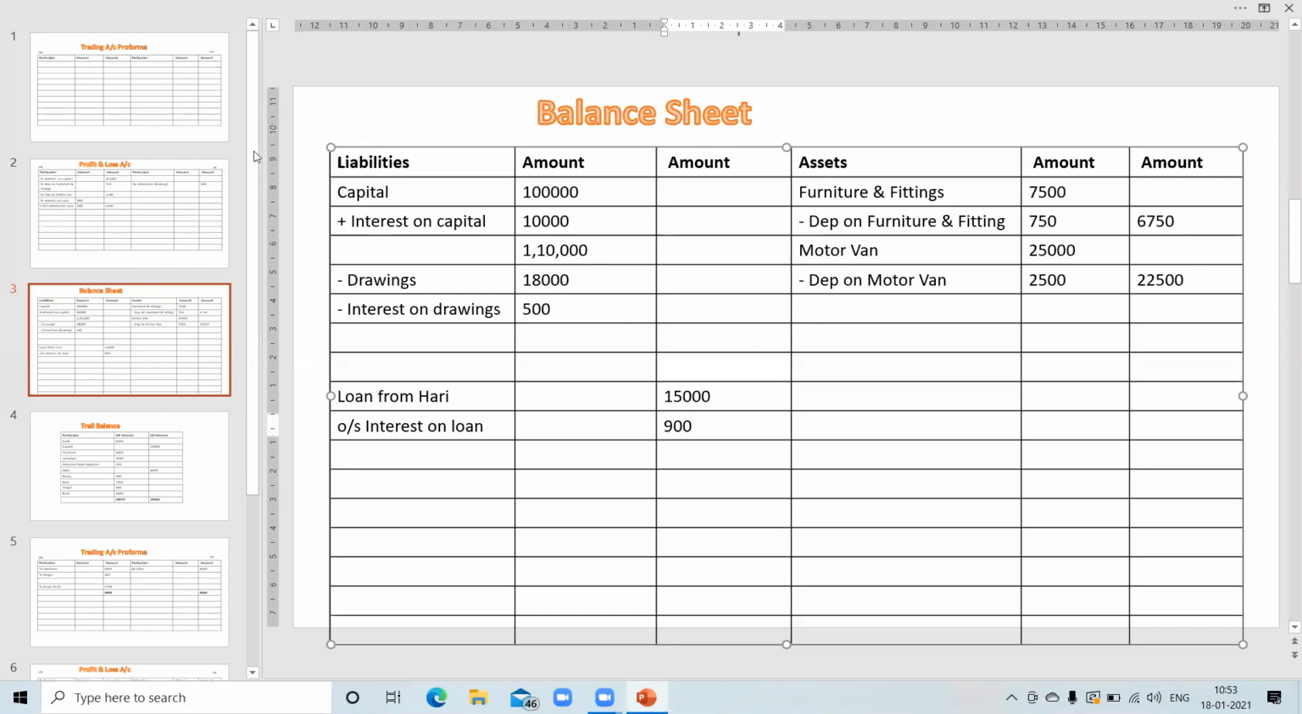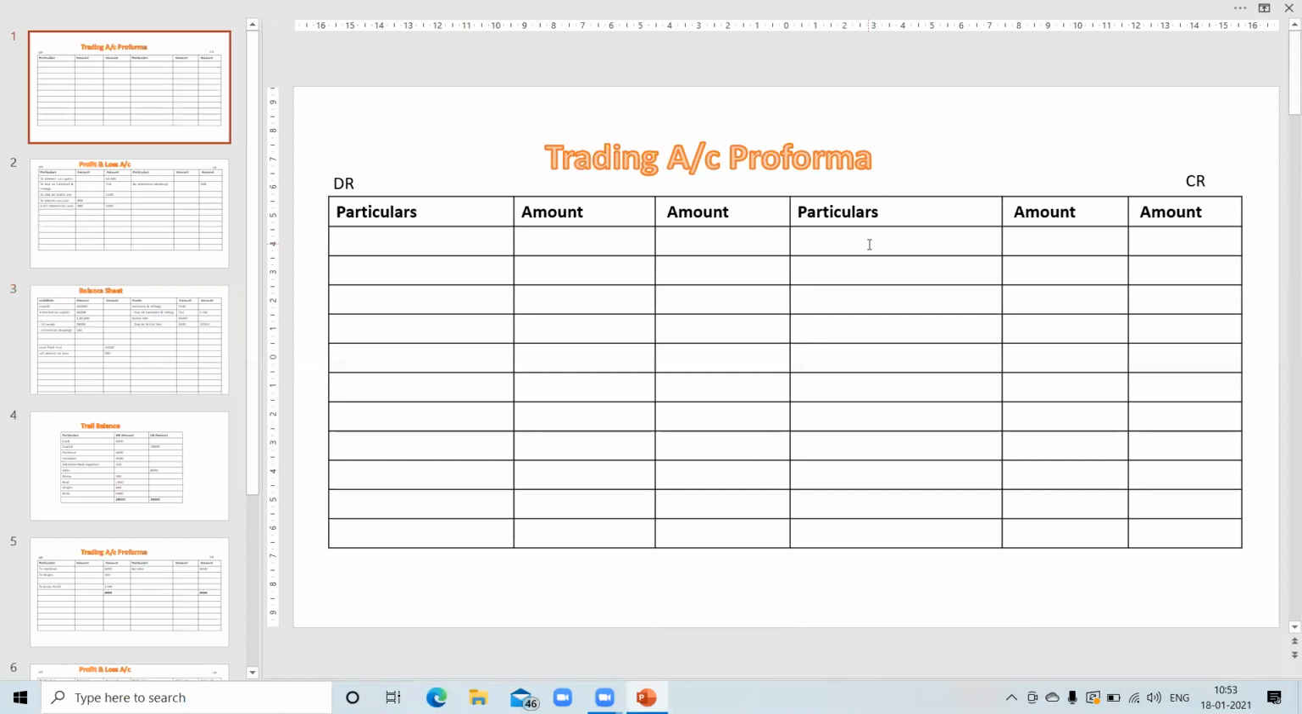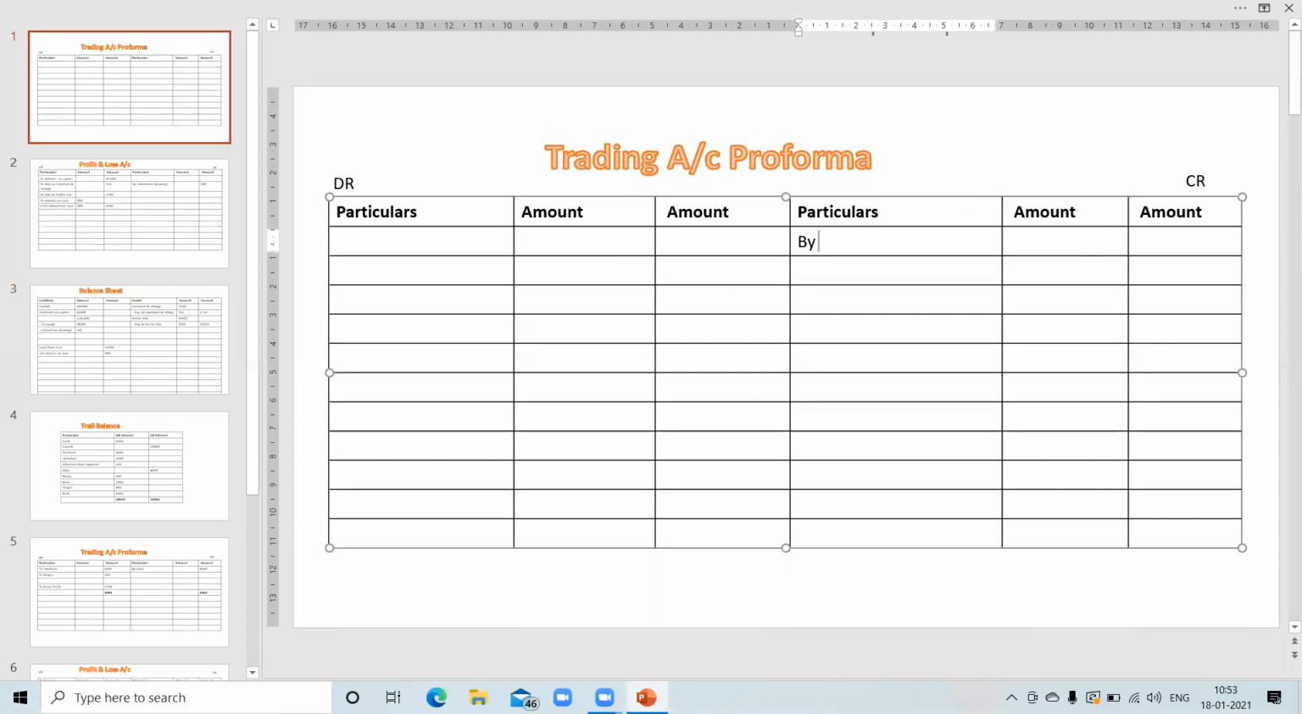Next is sales. Sales will be posted in the trading account, credit side. But here there are no sales returns, so it goes directly in the outer column. In case there are any sales returns, we post them in the inner column, and minus them, and the remaining balance will be posted in the outer column.